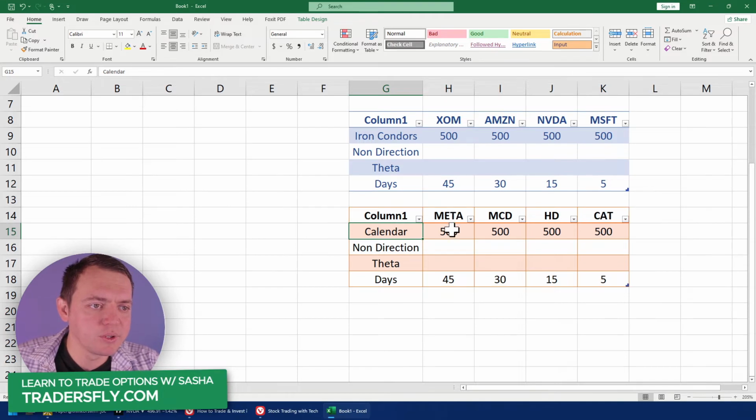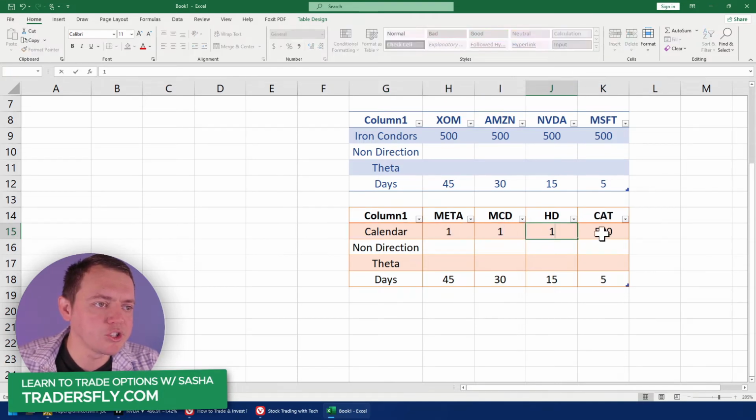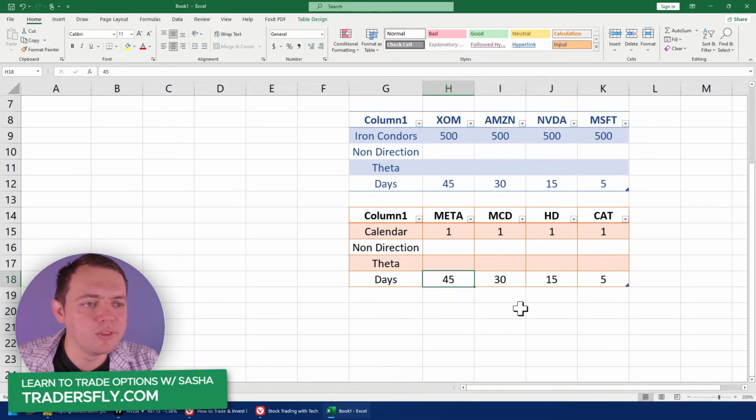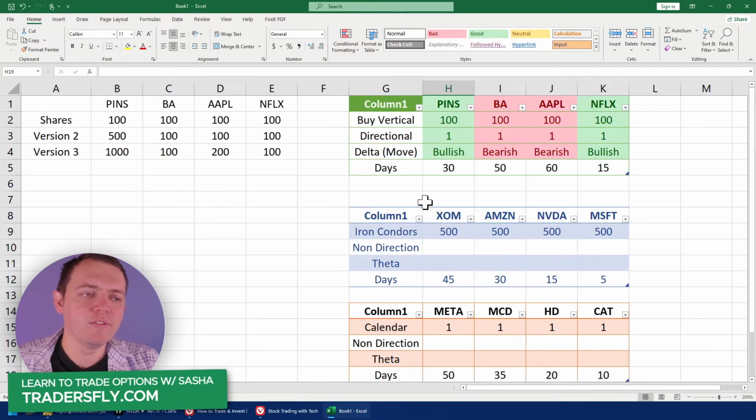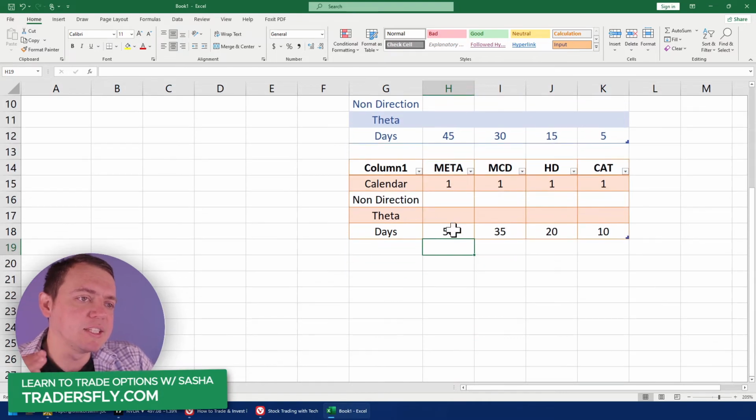So all of these things, we've got a calendar spread. We could do one contract on each one. It won't be exactly perfect. Also non-directional, also theta, but now we can spread out these risks. And instead of 45 days, I can go about 5 days more on each one of them, just to vary this up. And now I've got myself a little portfolio that I'm building, position sizing in different zones.